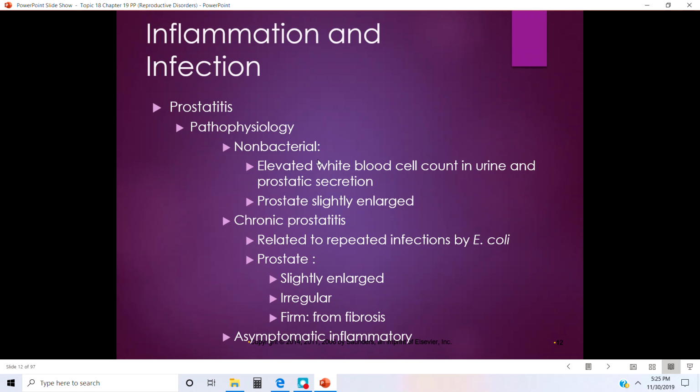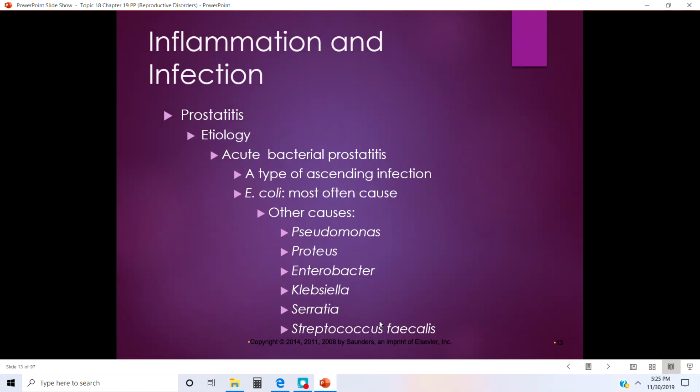Usually the prostate, if you were to palpate it, is kind of soft and boggy. Here it becomes firm from the repeated infections. Scar tissue develops, and we get obviously that fibrosis, right, is scar tissue. So that's going to cause the prostate to feel firm. And then finally, the last category is going to be asymptomatic but inflammatory. Okay, like I said, we're going to focus more on the bacterial infections.